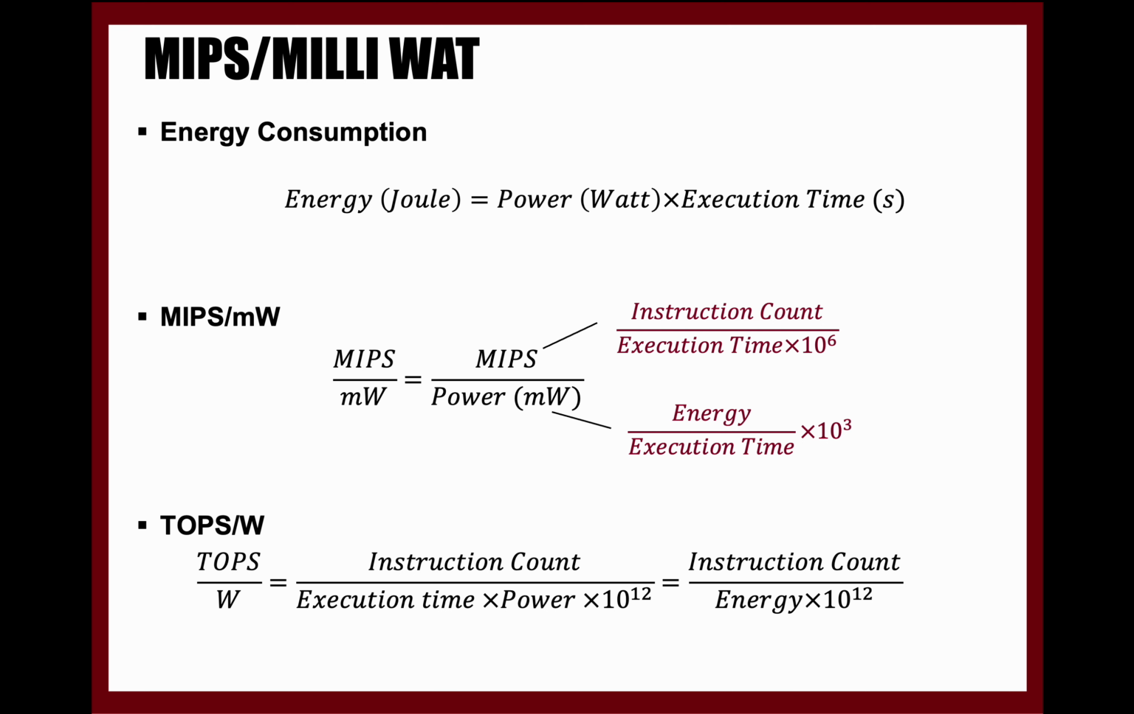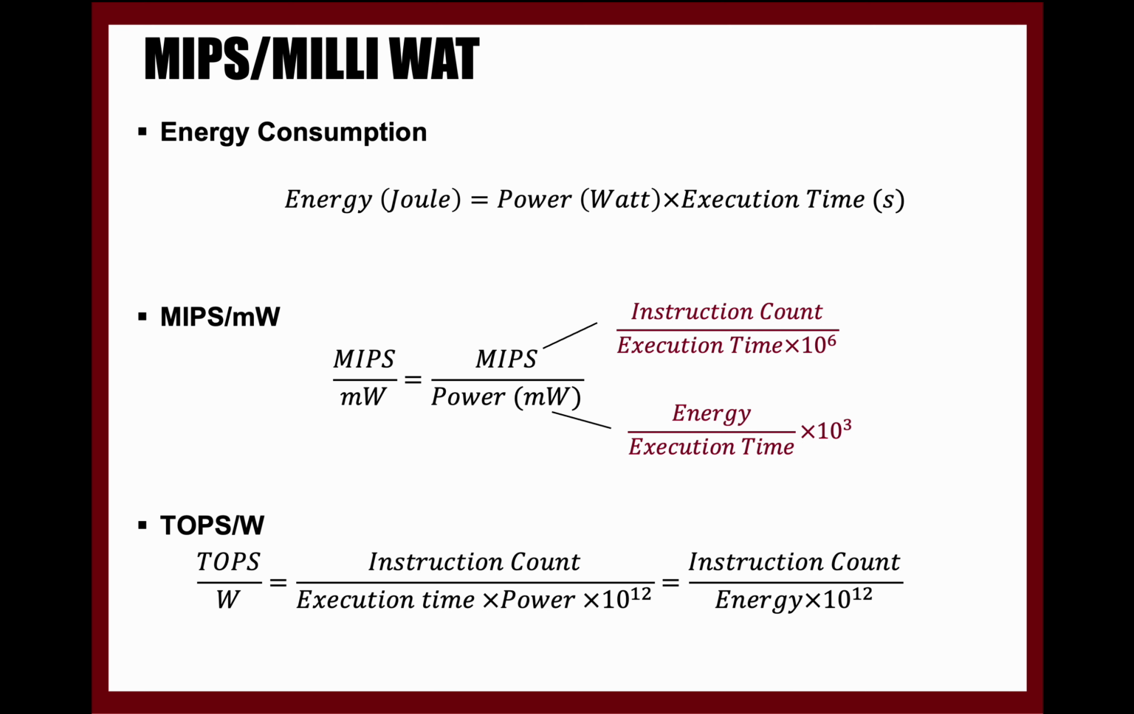Today our focus is on MIPS per milliwatt and its significance in evaluating the energy efficiency of computational devices. Efficiency here relates not just to computational power but also energy consumption. To start, let's talk about energy consumption. Energy, measured in joules, is given by the product of power in watts and execution time. The formula: energy (joules) equals power (watts) times execution time.